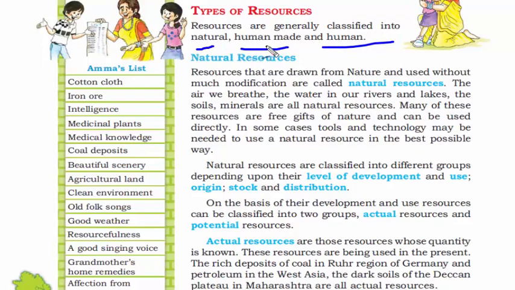So don't get confused between human-made and human, because human is we ourselves and human-made is the things that we have made, and nature is natural. So let's read about natural resources. By the name you can figure out that it is drawn from nature, and we use it with a little bit of modification. As we have read earlier, it is of no use if you don't know how to apply the knowledge. With modification, we can use the resources that are provided by nature.